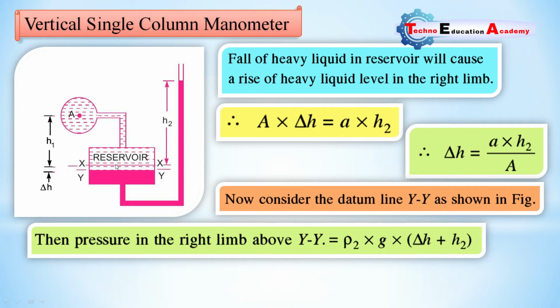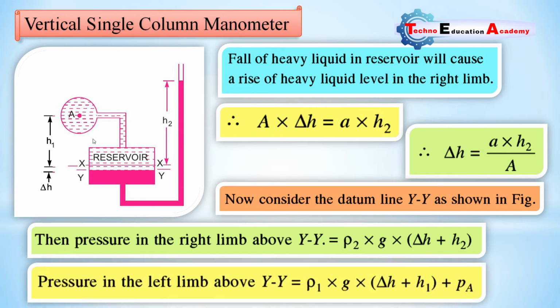Delta H is the fall of liquid in the reservoir plus rise of liquid in the right hand side column. Same as the pressure in the left hand side limb above the YY datum line. So here you can see that the fluid present is a light dense fluid whose density is rho1 and height is delta H plus H1, plus we are also considering the pressure PA, which is to be measured.